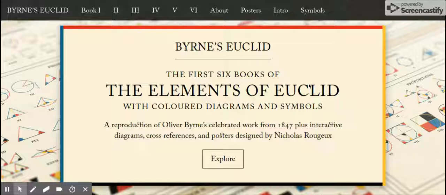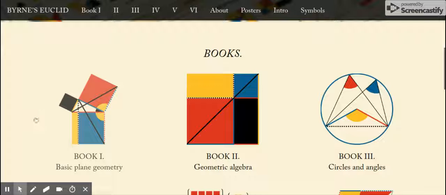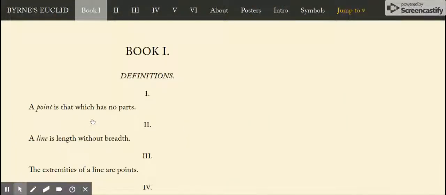I like geometry books for that austere beauty they have sometimes. Conic sections and trigonometry provide some really gorgeous abstract beauty. So let's explore. So we'll do Book 1, basic plane geometry.